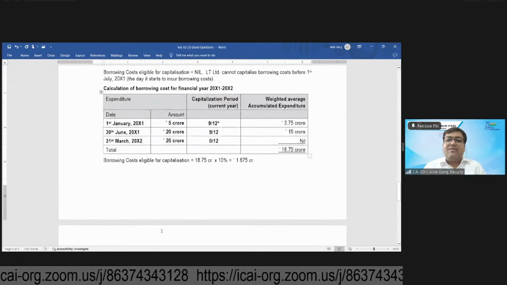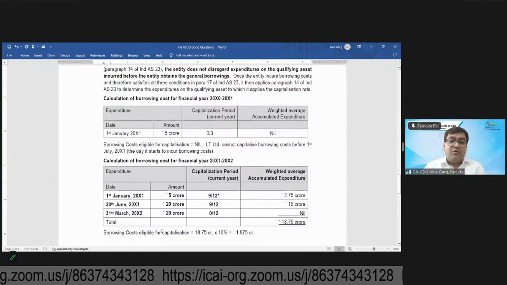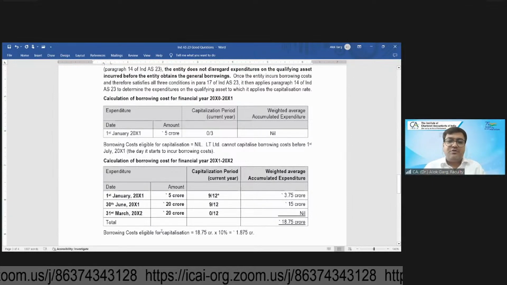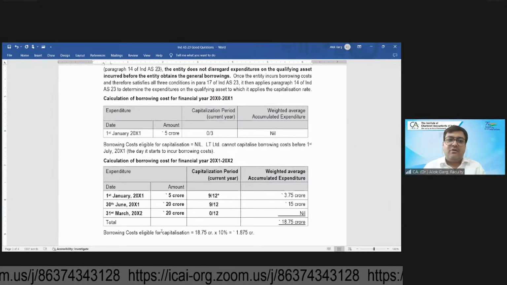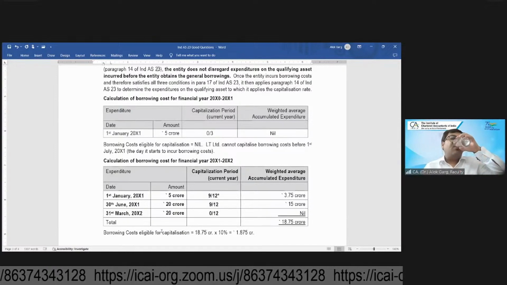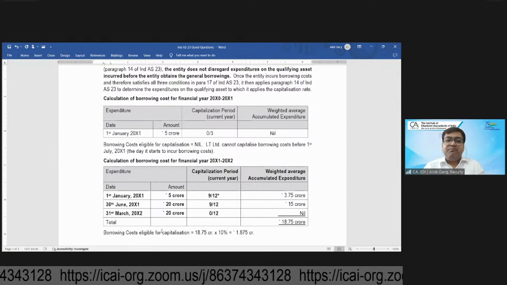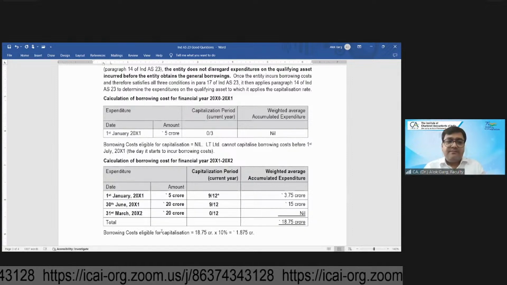Whether the calculations are clear so far, 20x0-x1, 20x1-x2, is that clear or not clear? Any doubts so far?